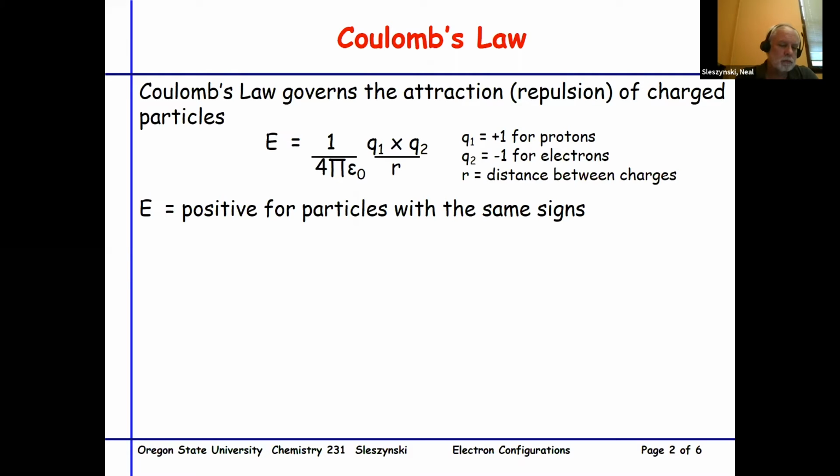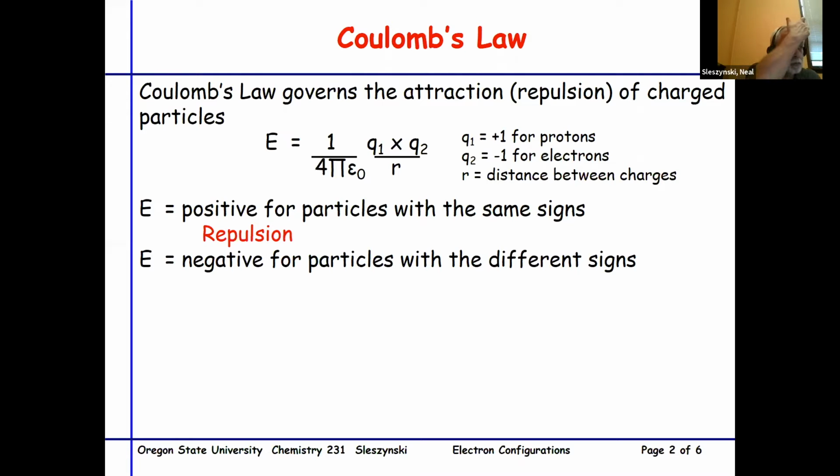Energy is positive for particles with the same sign, and positive energy is repulsive. If we want to think about this in terms of thermodynamics, this is an endothermic process. We have to invest energy if we want to bring particles together that have the same sign. Energy is negative for particles with different signs, i.e. +1 times -1 is a negative value, and that would be an energy of attraction. Again, considering thermodynamics, we would talk about this as an exothermic process. As we bring particles together of different signs, there's a release of energy.